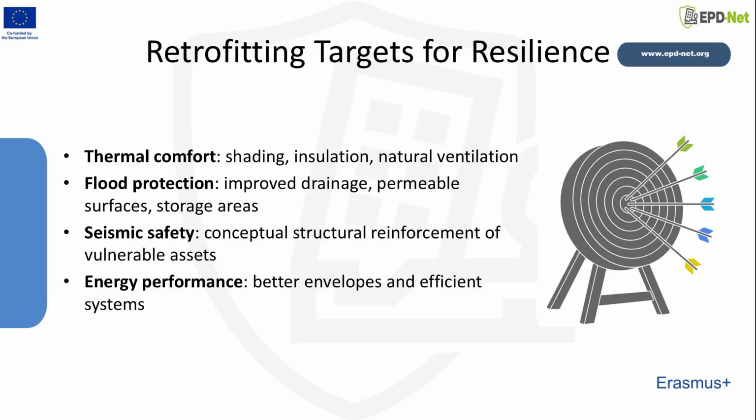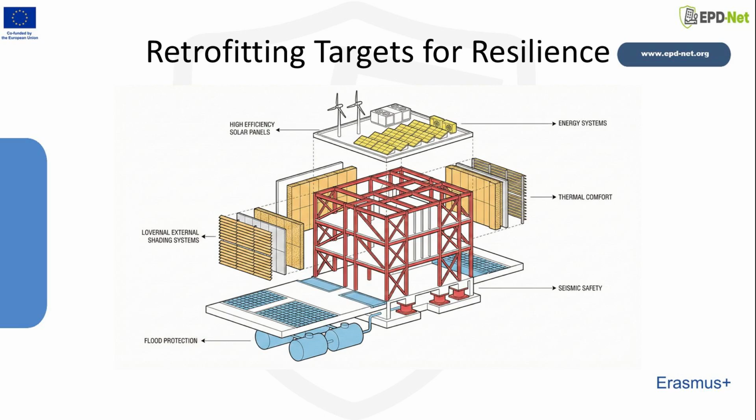Resilient retrofitting focuses on four main targets, each closely linked to a key climate hazard. The first is thermal comfort, where shading, insulation, and natural ventilation help reduce excessive heat and improve indoor conditions. The second is flood protection, which involves interventions such as permeable surfaces, improved drainage, and water storage or retention areas. The third target is seismic safety, where structurally vulnerable buildings may require reinforcement to reduce potential damage and human risk. The fourth is energy performance, where better building envelopes and more efficient systems reduce emissions while also improving comfort.